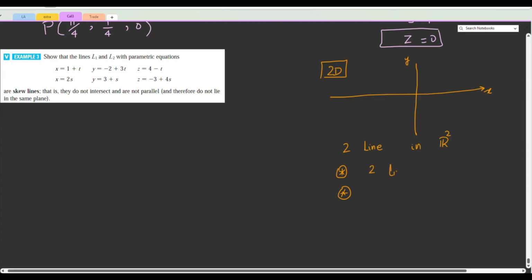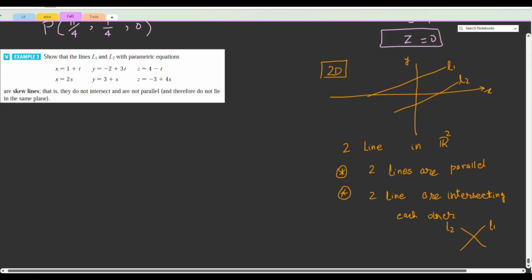The first possibility is that the two lines are parallel to each other. Let's say this is the line L1 and this is the line L2. They are parallel to each other. And the second possibility is that if they are not parallel to each other, then the two lines are intersecting. Intersecting means they will intersect at some point. So in 2D space, these are the only two possibilities. Either the lines are parallel to each other, or the lines will intersect at a point. This is called the point of intersection.